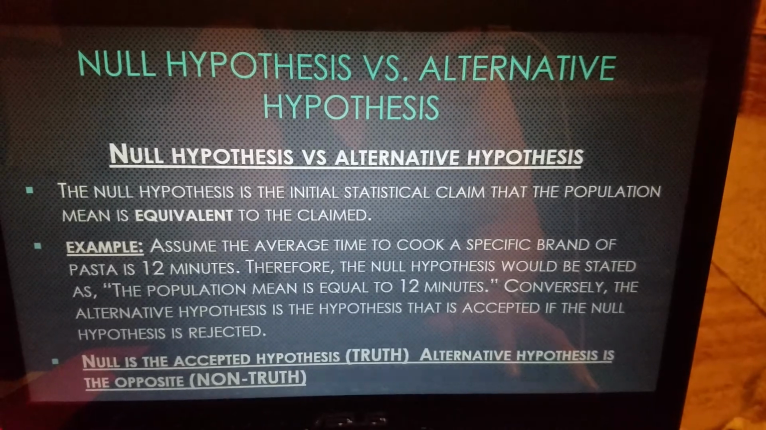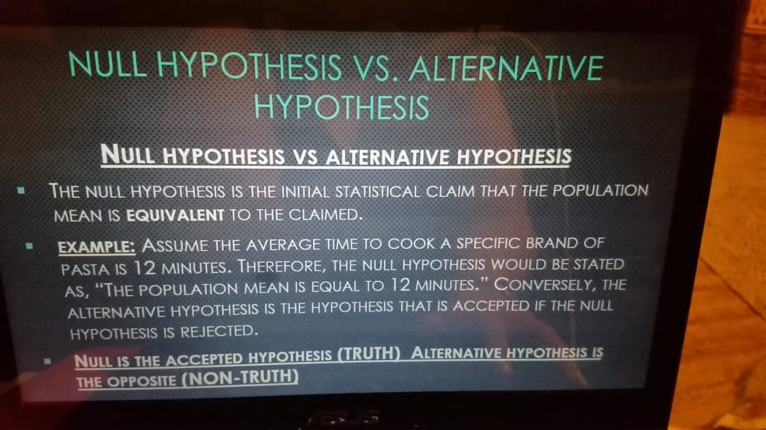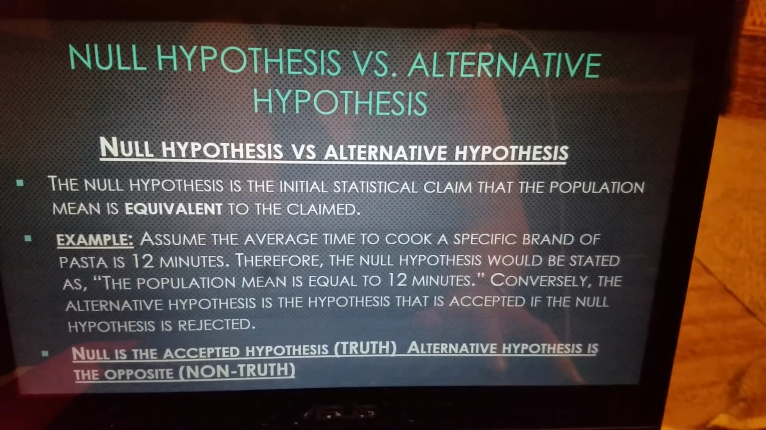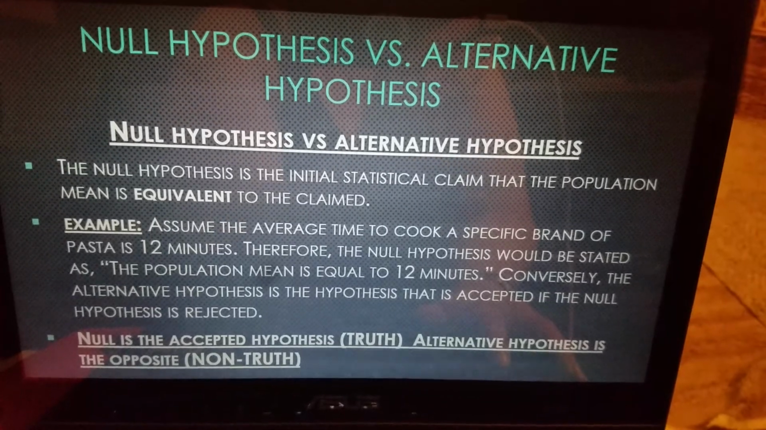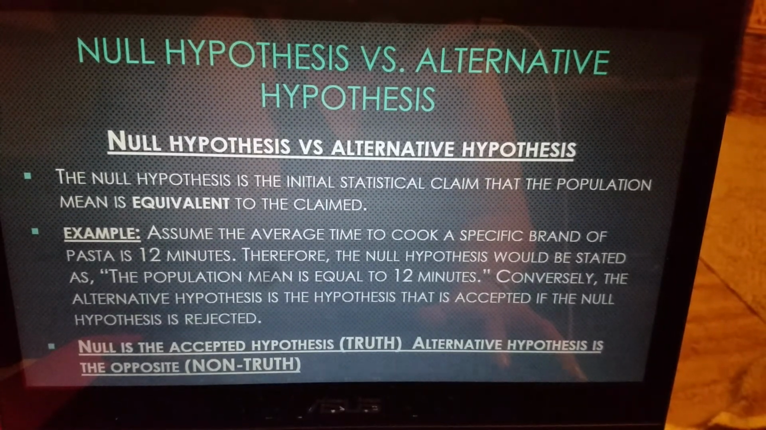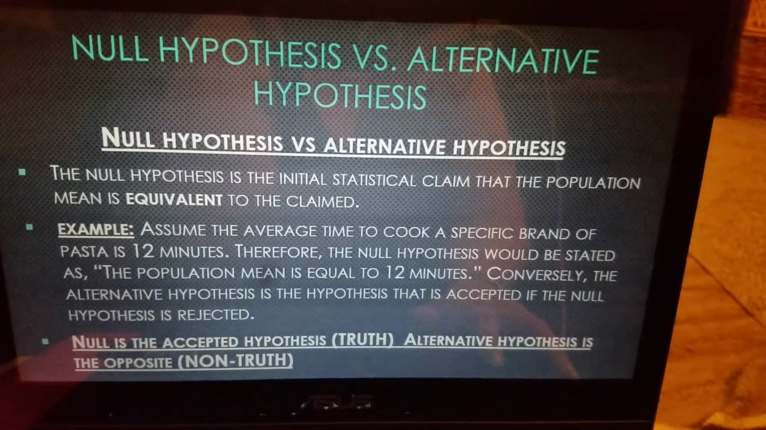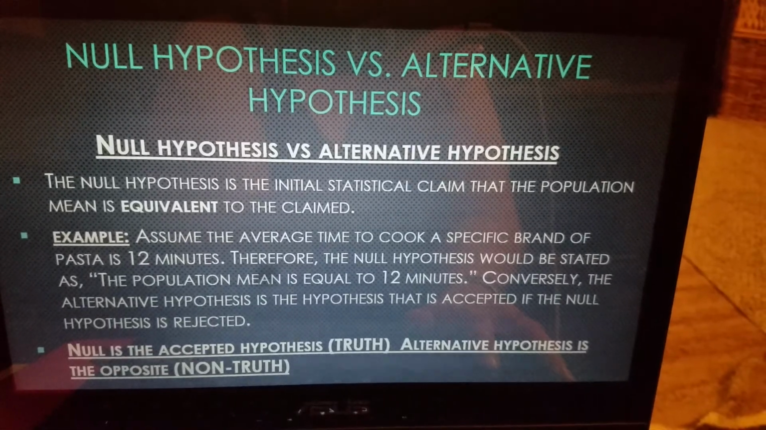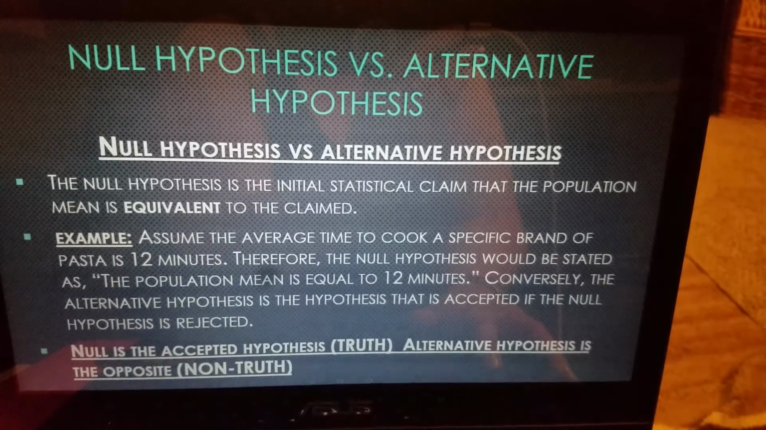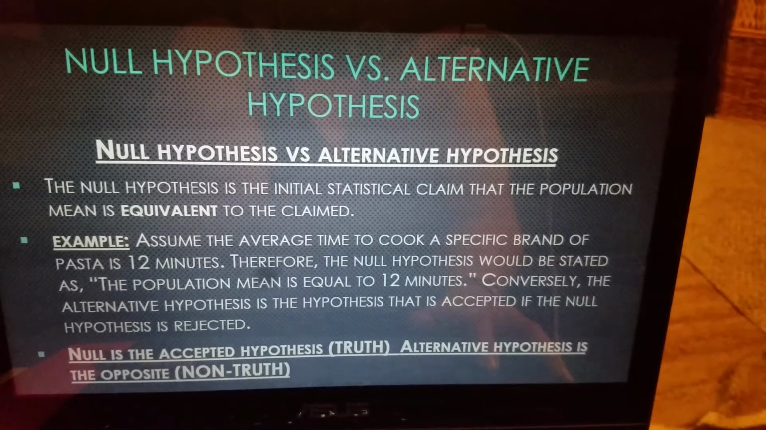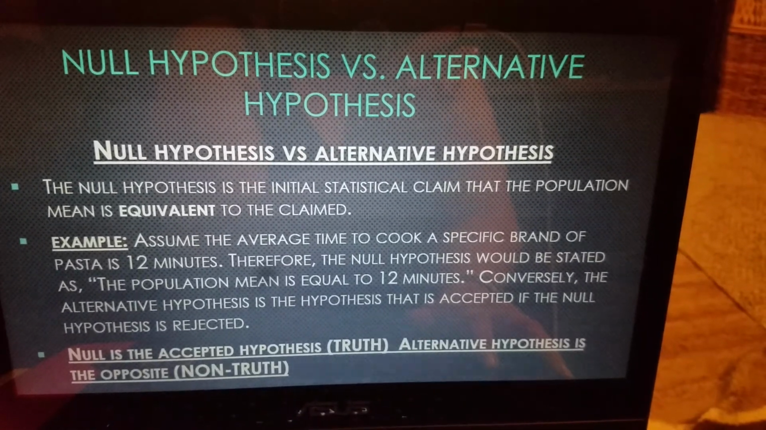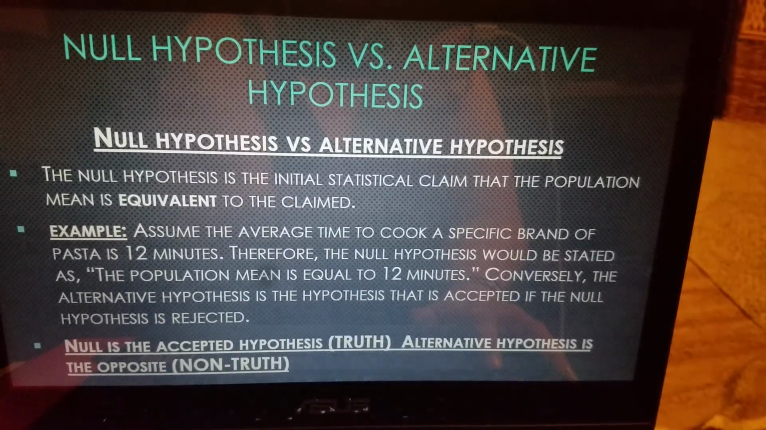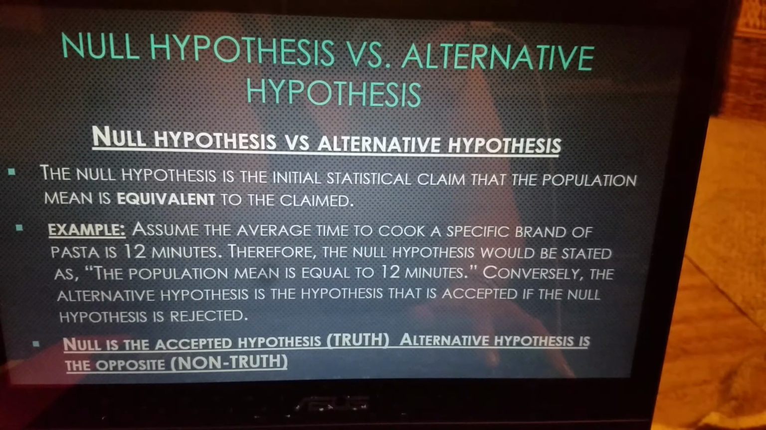The null hypothesis versus the alternative hypothesis. The null hypothesis is the initial statistical claim that the population mean is equivalent to the claimed. For example, assume that the average time to cook a specific brand of pasta is 12 minutes. Therefore, the null hypothesis would be stated as the population mean is equal to 12 minutes. Conversely, the alternative hypothesis is the hypothesis that is accepted if the null hypothesis is rejected. Null is the accepted hypothesis, or the truth. The alternative hypothesis is the opposite, or the non-truth.